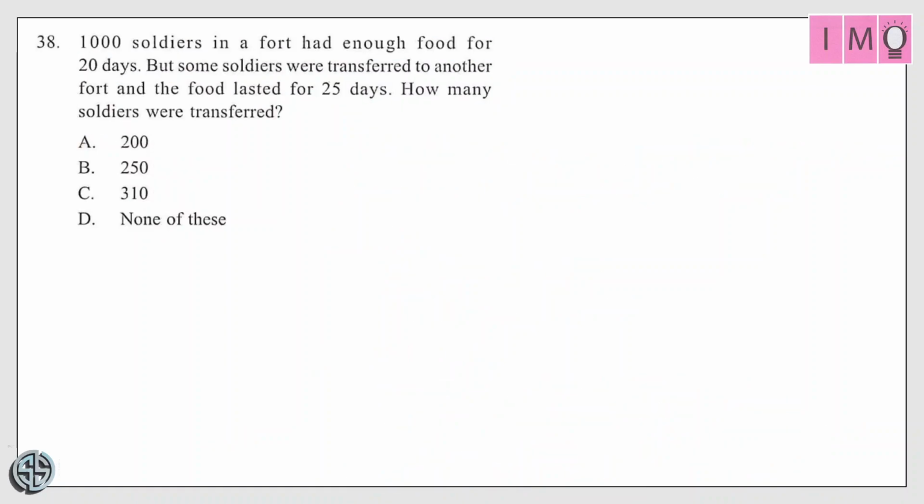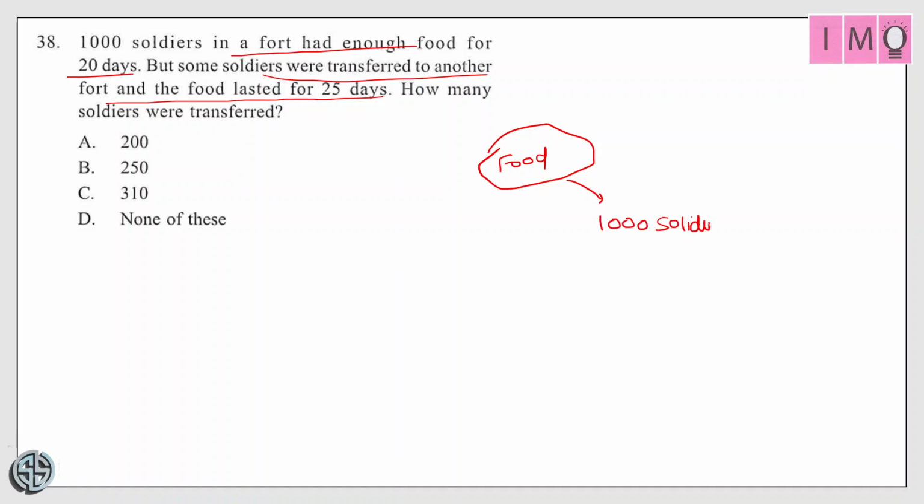Now let's move to the next question. Here it is said 1000 soldiers in a fort had enough food for 20 days, right? But some soldiers were transferred to another fort and the food lasted for 25 days. Then you have to tell how many soldiers were transferred, right? It means there is a sufficient amount of food that is eaten by 1000 soldiers, and it lasts for 20 days, okay.